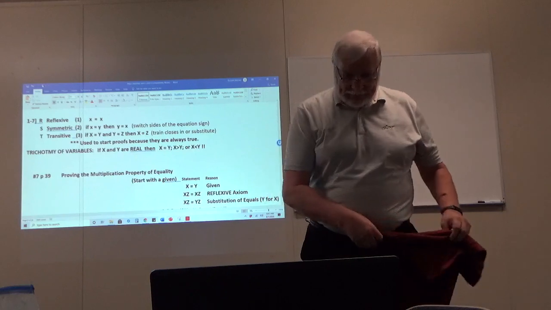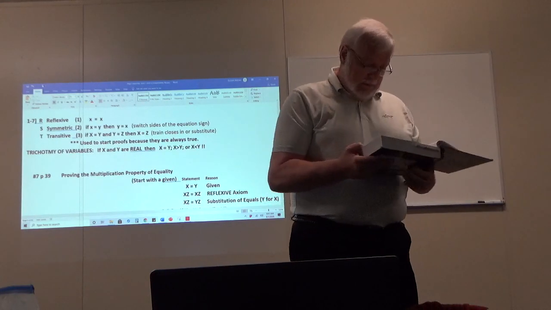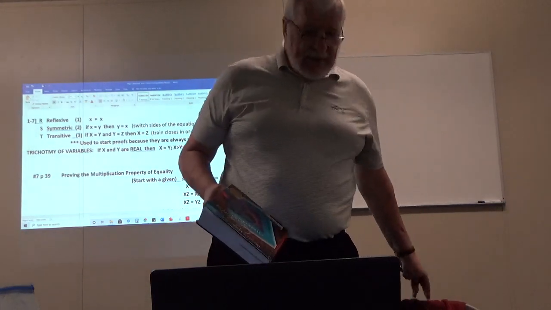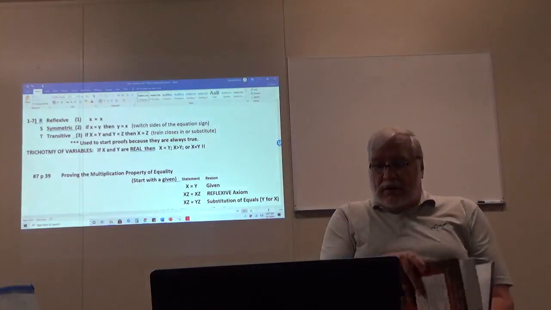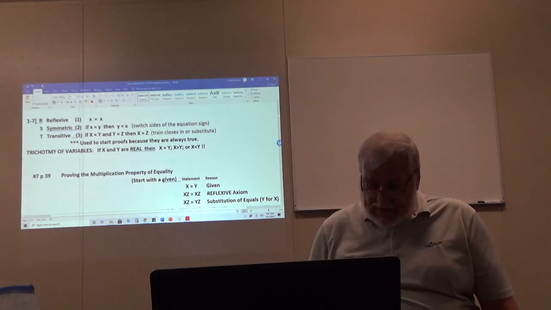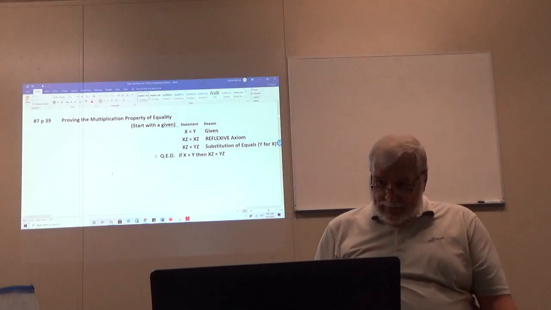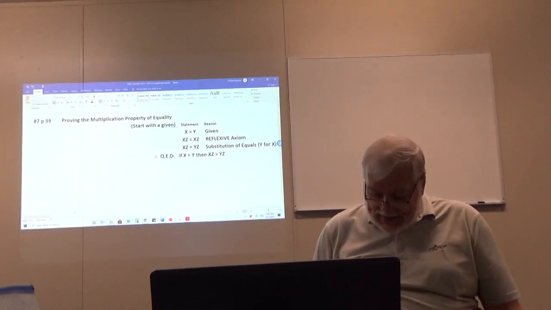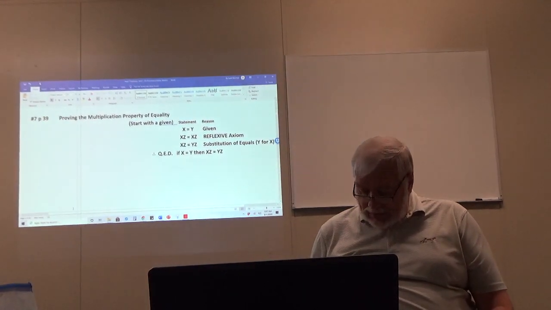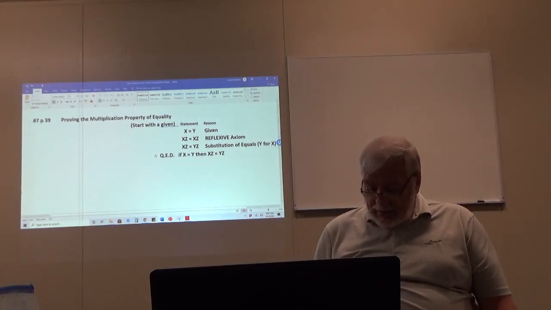All right, page 39. We're going to look at some properties now. First thing, I want you to write this. This is problem 7. It says, prove that the multiplication property of equality states that you can multiply both members by the same number.